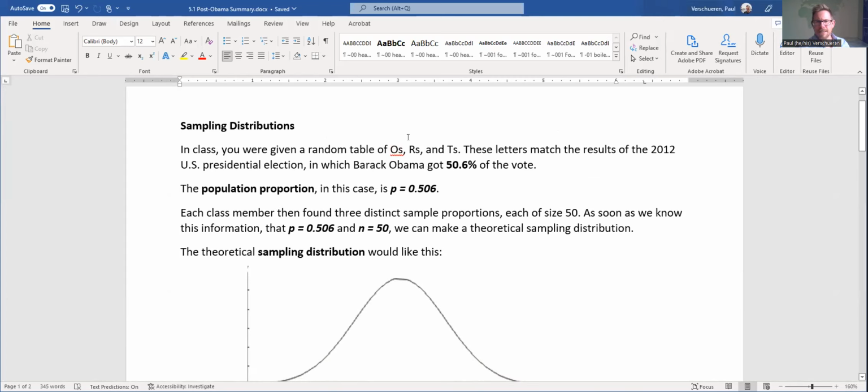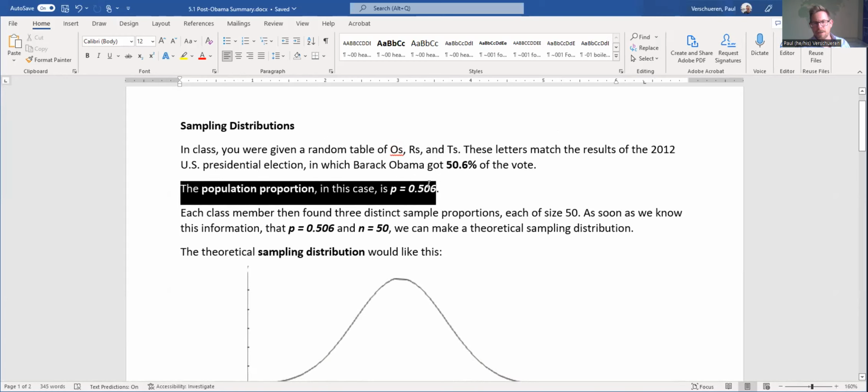So this just describes what happened today. You were given this table in which 50.6% of the letters in the table were O's to represent the 50.6% of the popular vote that Barack Obama got in 2012. So in this case, the population proportion is 0.506. And elections are a rare case where we actually get to know the population proportion, because we tally all the votes and put all the effort that goes into election day in order to see that.